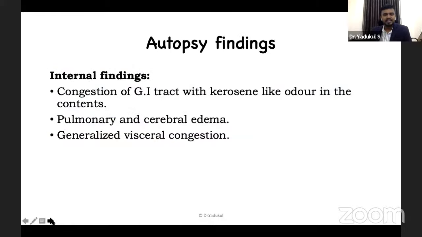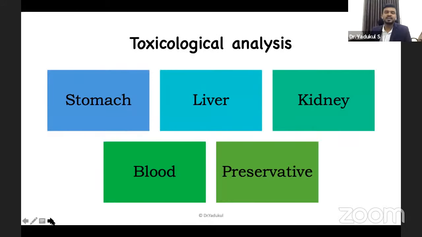Since it is a poisoning case, usually we'll take the viscera for the FSL, that is forensic science laboratory. What are the things we'll take? Stomach and its contents, proximal part of the intestine, liver 500 grams, kidney, half of each kidney or the entire kidney, blood usually we will take, and we have to preserve that. What is the preservative used commonly?